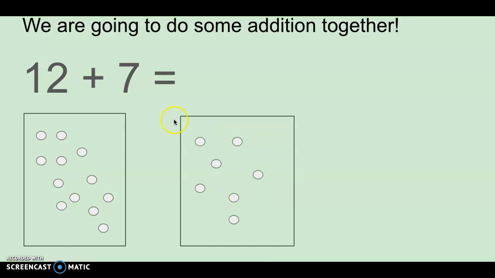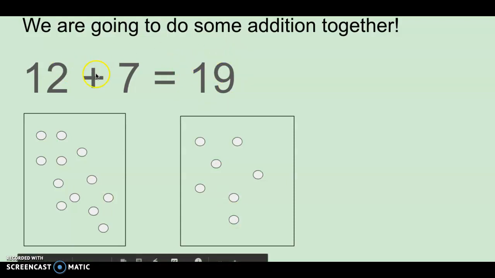Now I want to know how many dots I have all together because we're adding 12 plus 7. So let's count all the dots. Ready? 1, 2, 3, 4, 5, 6, 7, 8, 9, 10, 11, 12, 13, 14, 15, 16, 17, 18, 19. How many dots are there? There are 19 dots. So 12 plus 7 equals 19.